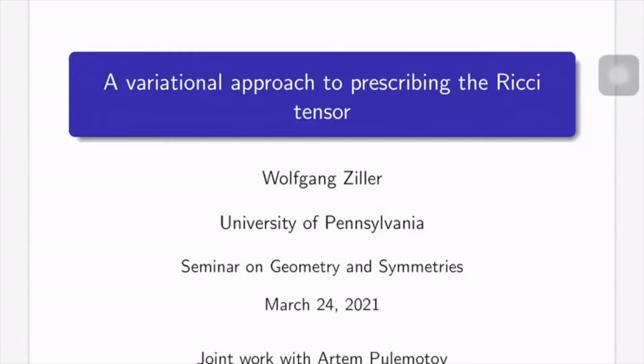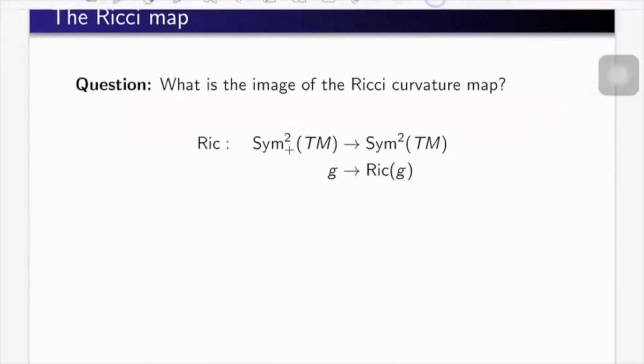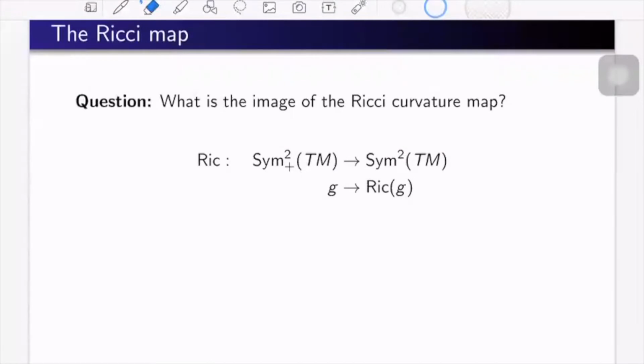So let me first discuss the setup and some known results. One would like to understand the Ricci curvature map, which associates to a positive definite symmetric 2-tensor its Ricci tensor, which is again a symmetric 2-tensor. And one would like to understand this map. What is the image, for example, or is it a local diffeomorphism? So a question of this type is what I would like to discuss.